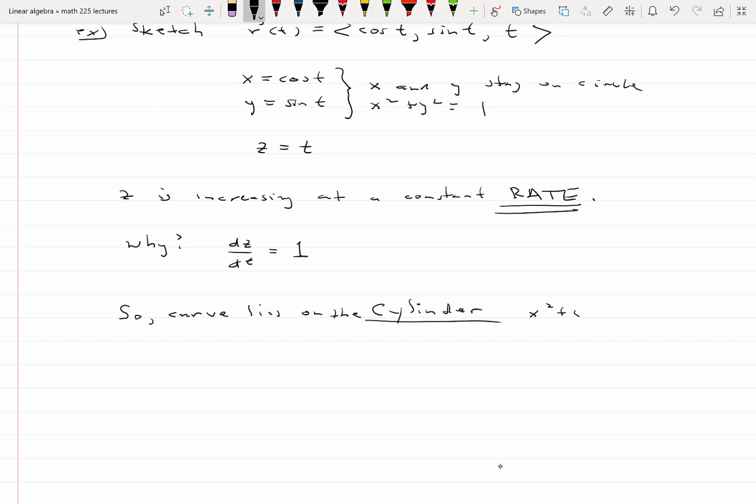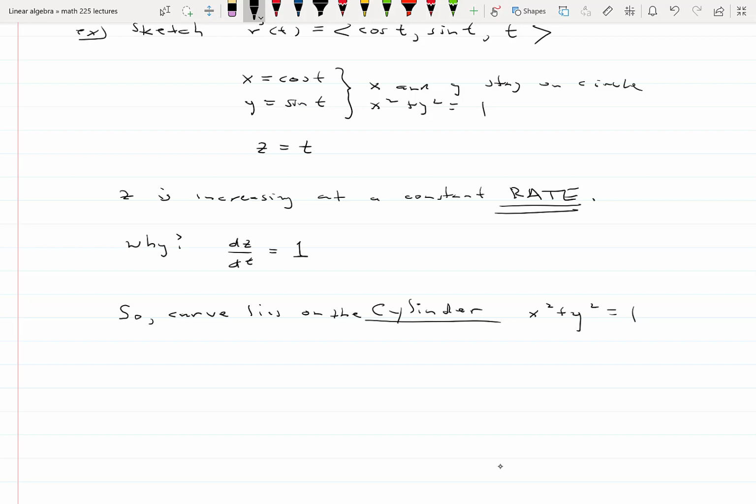cylinder, x squared plus y squared equals 1. It's an equation of a cylinder. To remind you, if you don't remember, that's the equation of a cylinder. You're missing the z value, so the cylinder extends in the z direction. So the curve lies on a cylinder.